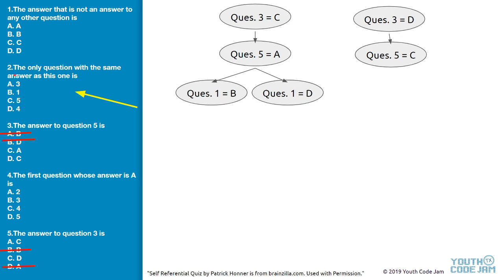The only question with the same answer as this one is number 4, which would mean that 2 and 4 are both equal to D. Let's see. 2 and 4, it could be that one because we don't have anything about question 4 yet. So the only possible answers of questions that could have the same answer as number 2 are B and D. So question 2 could equal B, or question 2 could equal D.